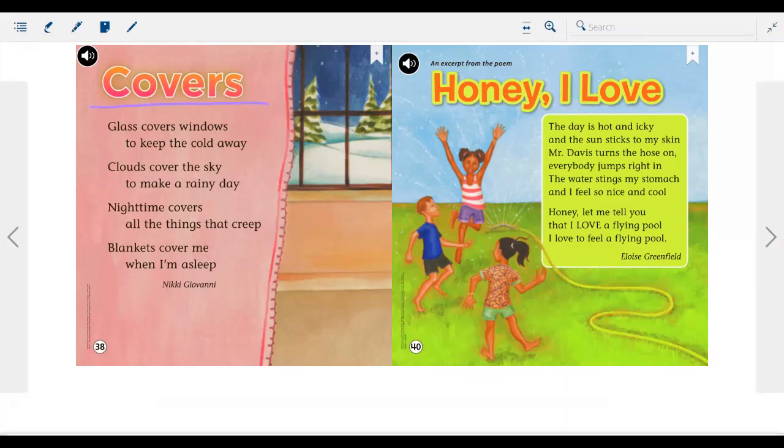Let's look at this poem here. It's called Covers. Glass covers windows to keep the cold away. Clouds cover the sky to make a rainy day. Nighttime covers all the things that creep. Blankets cover me when I'm asleep. So what are the rhyming words? Away and day. They have the same ending sounds. What kinds of covers does this poet mention?